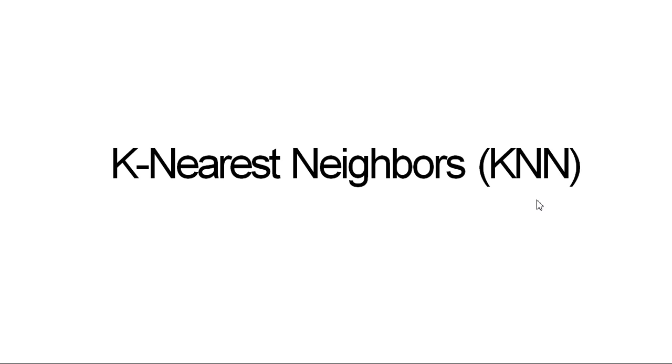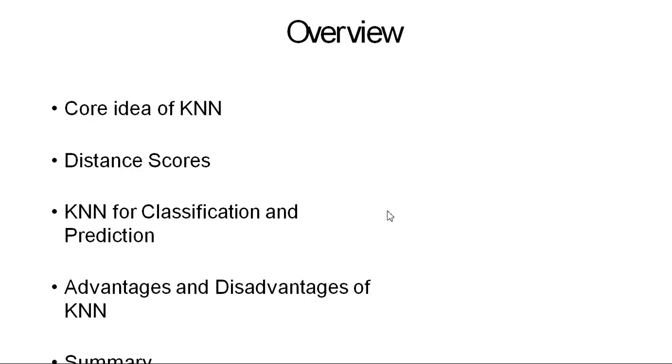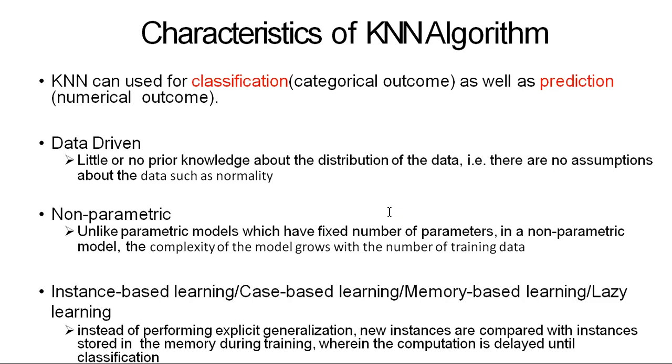Hello everyone, in this video we will be seeing k nearest neighbors. We all know that k nearest neighbors is one of the most used algorithms in machine learning. Now in this video we will see what's the core idea of KNN, what are distance scores, KNN for classification and prediction, what are the advantages and disadvantages of KNN, and the summary.